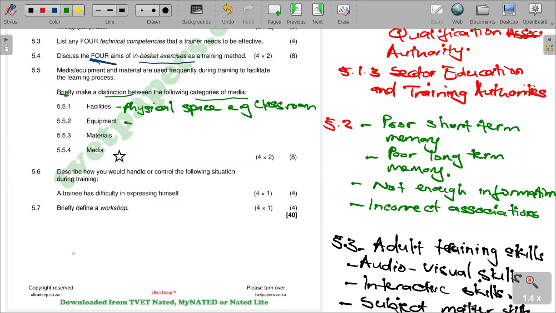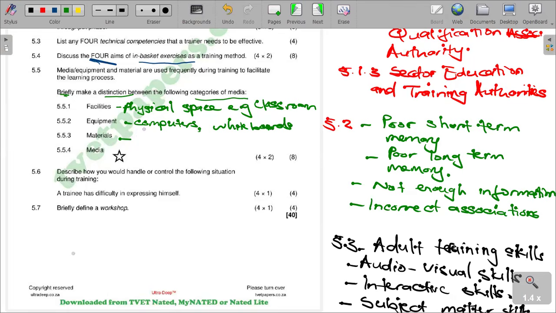Right, let's move on to equipment. Equipment are those things that are going to be used in the training process. We have computers, blackboards, whiteboards, electronic boards, projectors, etc. Those are what we call equipment.